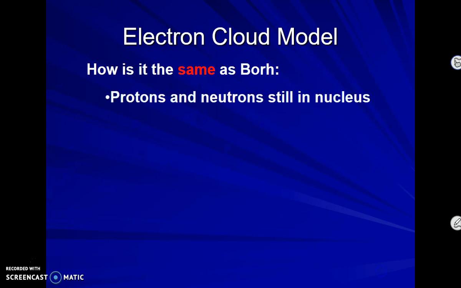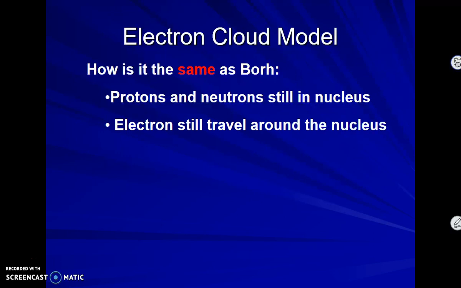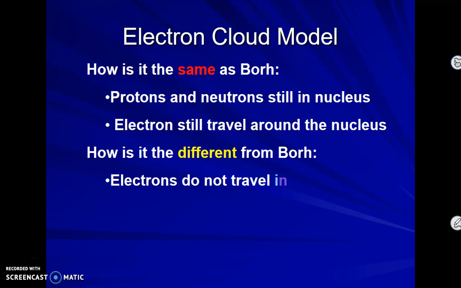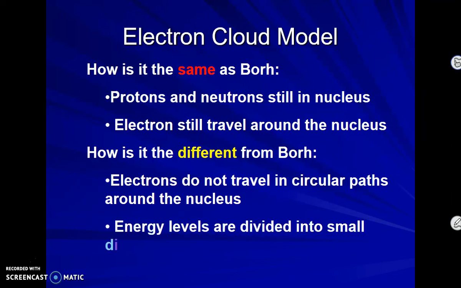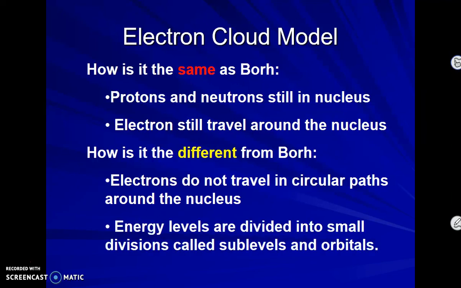In the Electron Cloud Model, the protons and neutrons are still in the nucleus, and electrons still travel outside of the nucleus. However, electrons do not travel in circular paths. They're not orbits. They don't travel in circles around the nucleus. They travel around the nucleus, but their path is not essentially a circle. And what's also important, and hopefully you remember, is that energy levels are further subdivided into sublevels and orbitals.